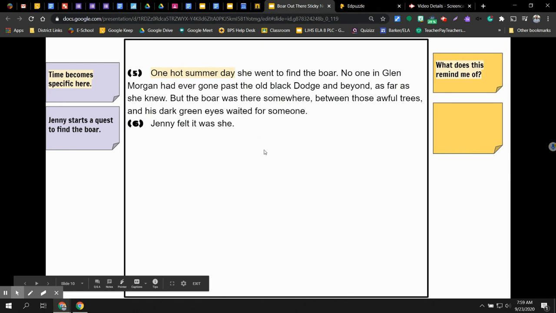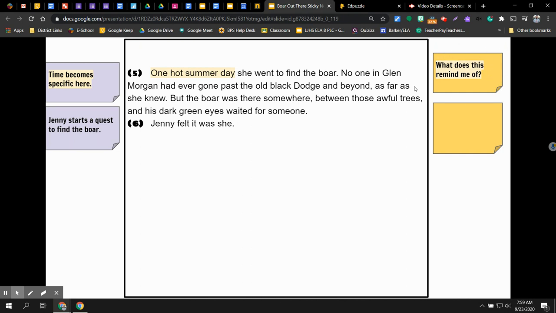So passage 2 is pretty short, but let's look at the first bit here. It says, one hot summer day she went to find the boar. No one in Glenmorgan had ever gone past the old black Dodge and beyond as far as she knew, but the boar was somewhere between those awful trees, and his dark green eyes waited for someone. Ginny felt it was she.